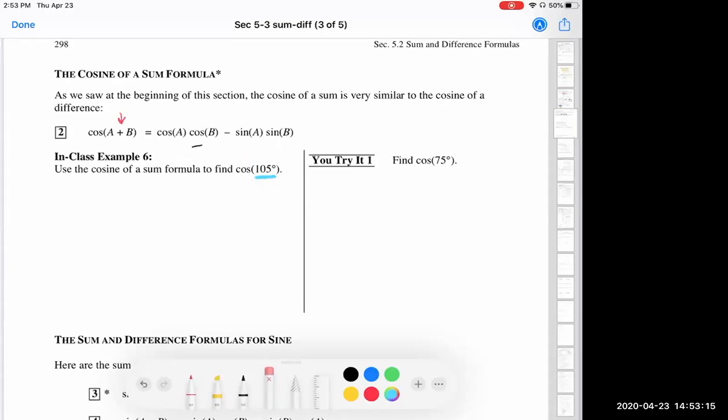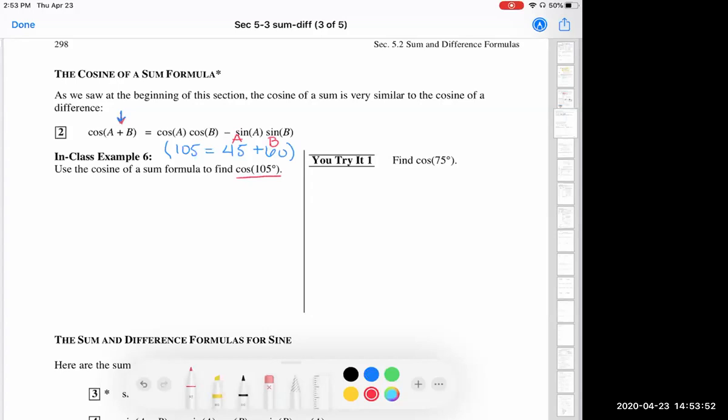In the future, once we're done with the section, you can use any one you want, addition or subtraction. So what two numbers can I add to get 105? So I know 45 will be one of them. 45 plus 60. And the reason why we did it is because I want to use my sum, cosine of a sum. Okay, keeping that in mind, I want to rewrite cosine of 105, letting A be 45 and B be 60.